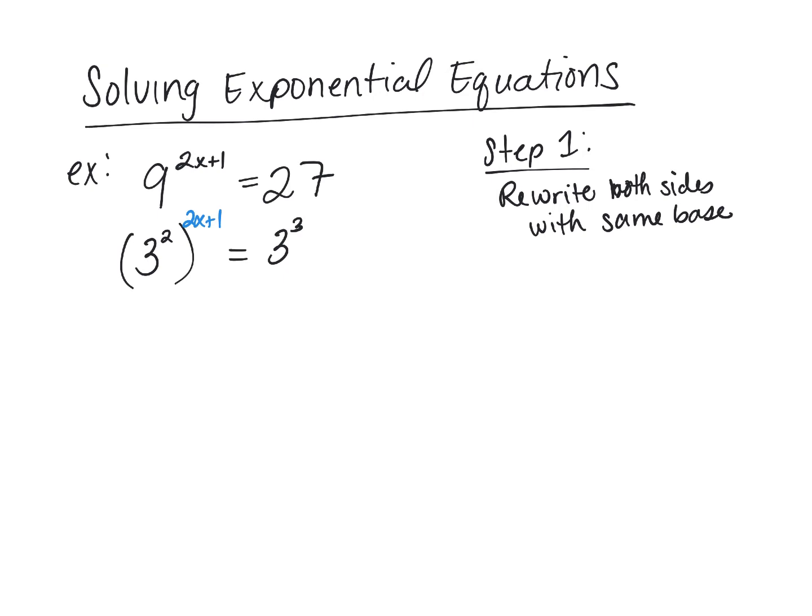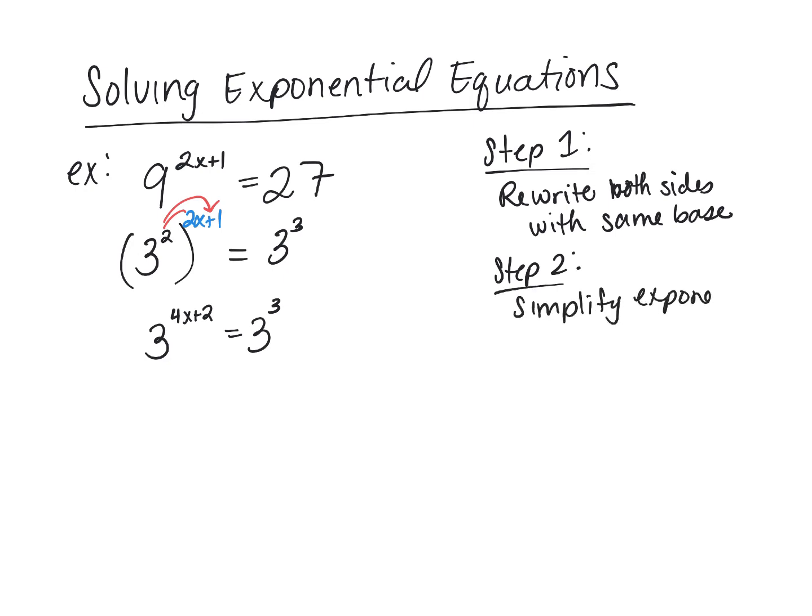Now, this is what we call our critical step. Well, not yet. The next step is our critical step. We want to make sure we're always writing this down before we move on. What do I do with my exponents on the left side? When I raise a power to a power, what can I do to my exponents? I can multiply them. So I'm going to distribute the 2, and write that as 3 to the 4x plus 2 equals 3 cubed. Step 2 is to simplify the exponents. Then step 2 is a critical step. Yes, and this is our critical step.